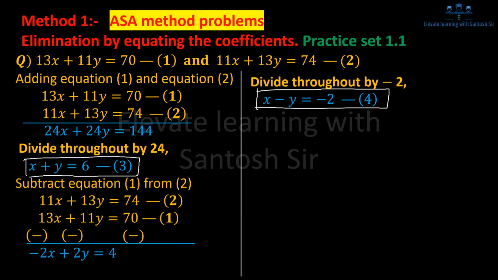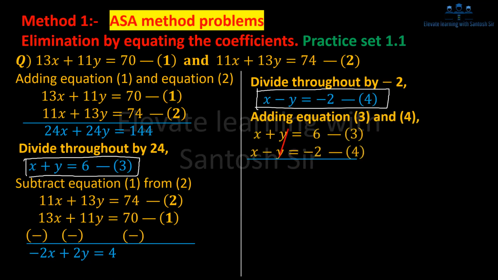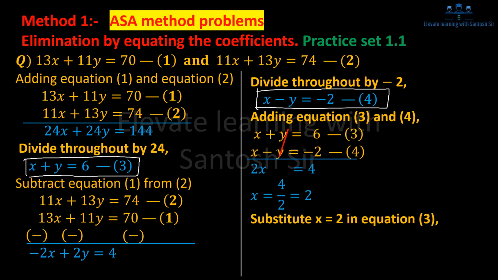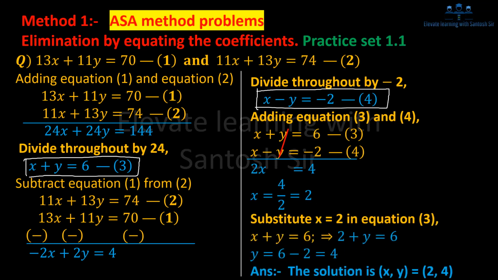Now we can add these two simple equations to get the value of x as 2, and we will use this value of x in the third equation to get y as 4. So the solution is x comma y is equal to 2 comma 4. So here we complete the module of elimination method.